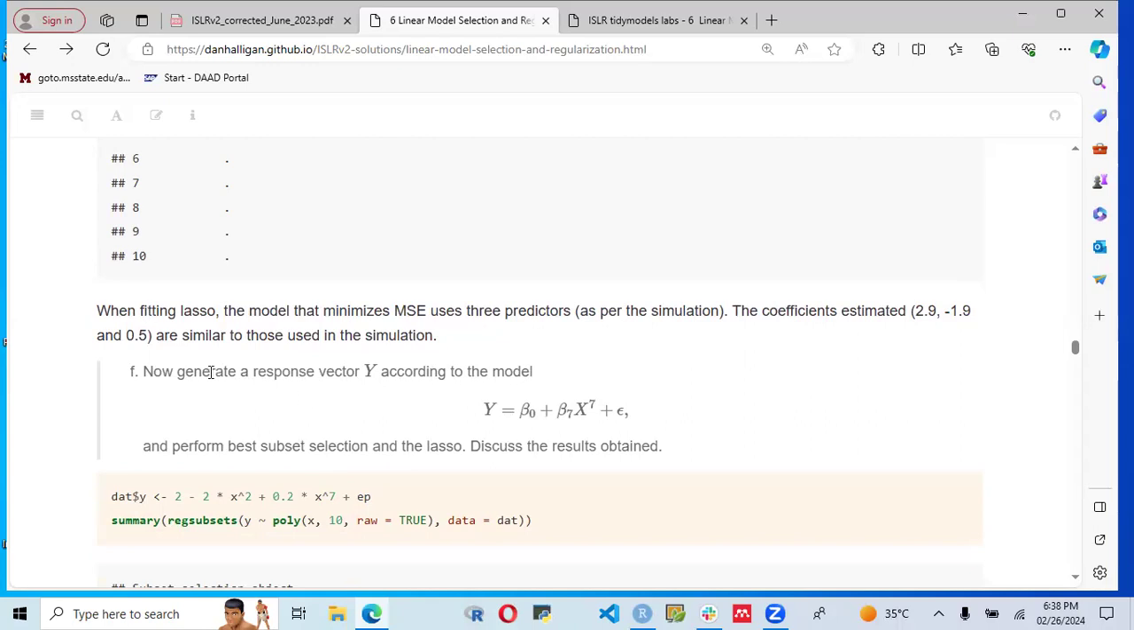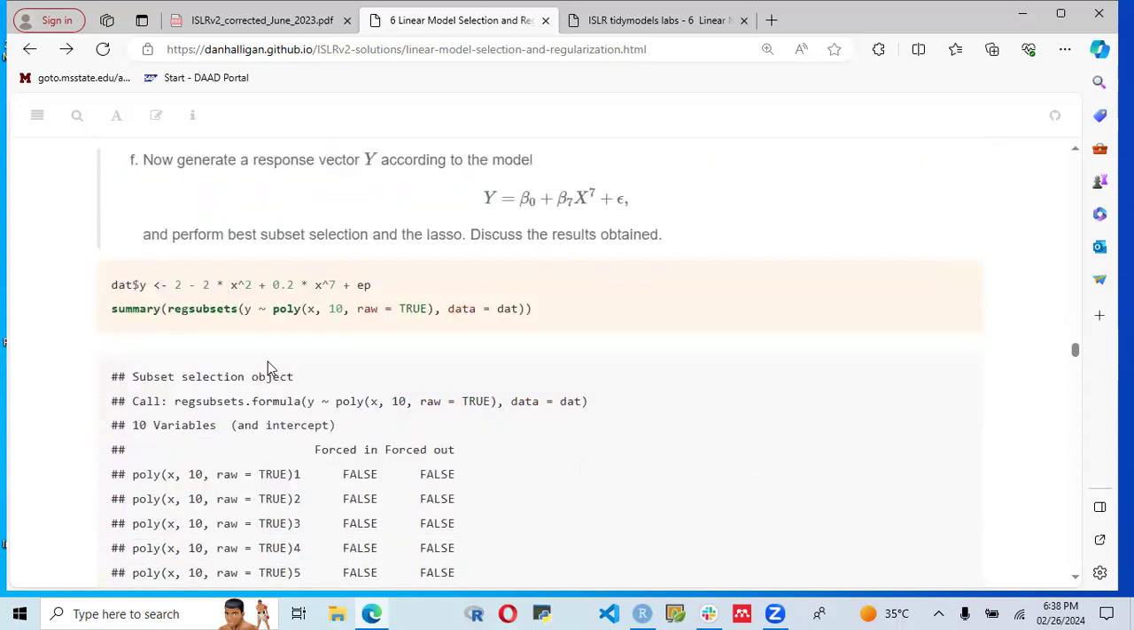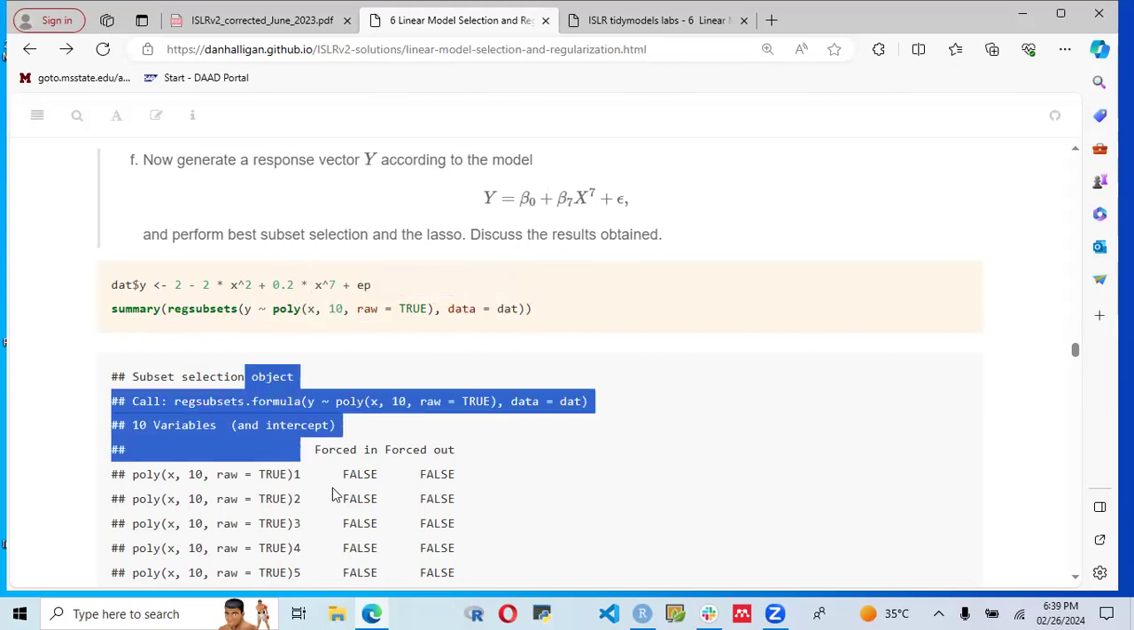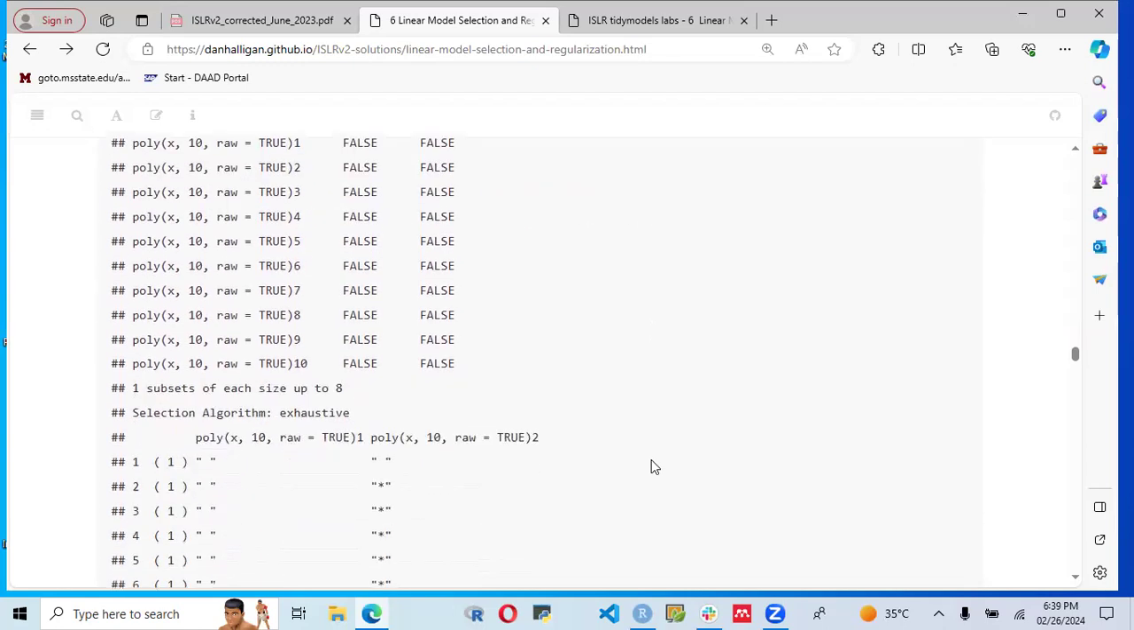So now they say we should generate a response vector Y according to this model, and perform the best subset selection and the lasso, and discuss the results obtained. So here we have these terms, okay? We have to use summary of regsubsets, where we have Y tilde poly X 10, raw TRUE and data is that. Then we got this as our results.